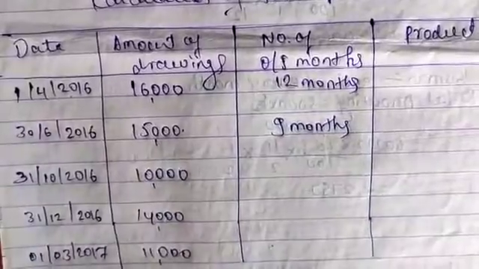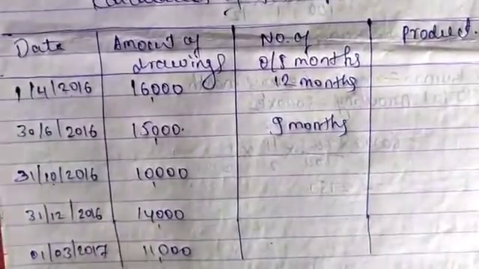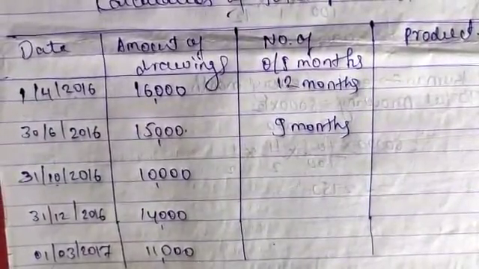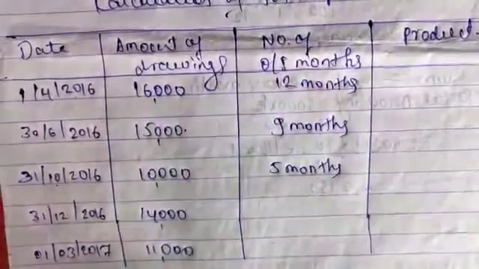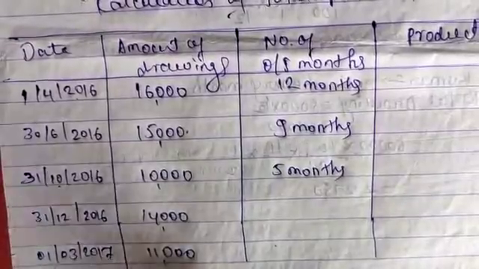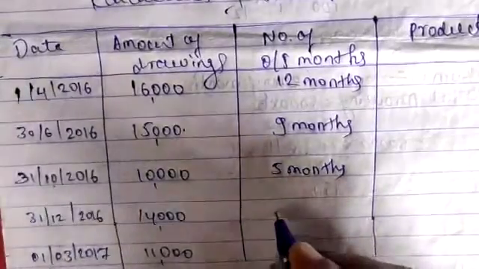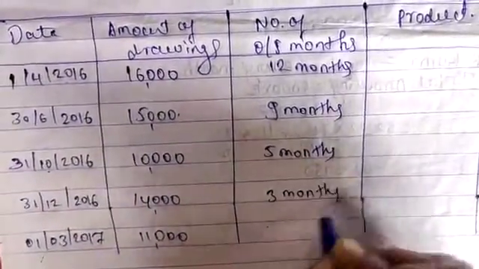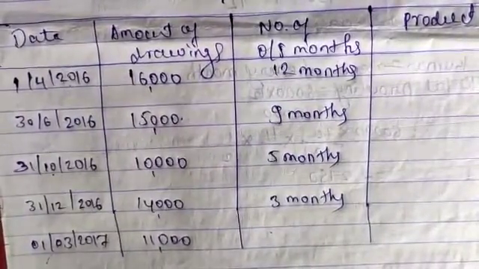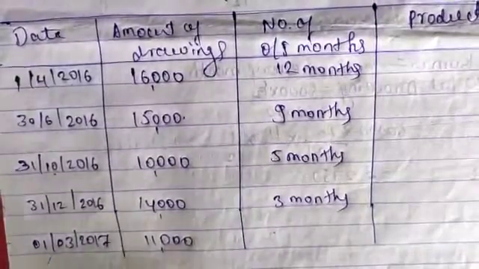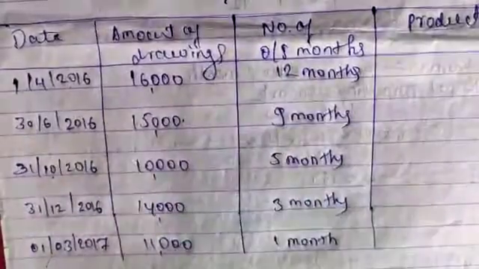Next, 31/10, October last date, so you should not consider the October month. Take the next month, November: November, December, January, February, March. That is 5 months. Next one, 31st/12, also leave that December month and take the next month: January, February, March, 3 months. And the last one, 1/3: from March 1st to 31st March, that becomes 1 month. These are all the outstanding months.